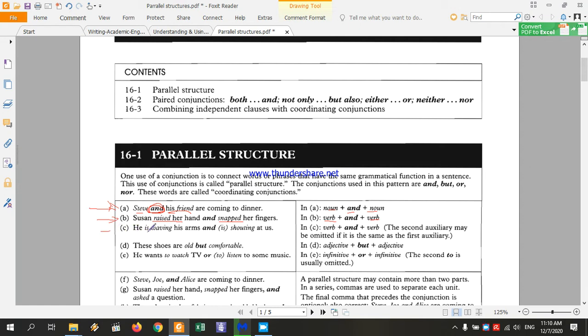Example C, he's waving his arms and is shouting at us. Here we have also verb plus and plus verb. So the structure is parallel. Parallel means it's equal. What comes before and equals, or has the same grammatical function as, what comes after and. The same case applies to and, but, or, the three coordinators.